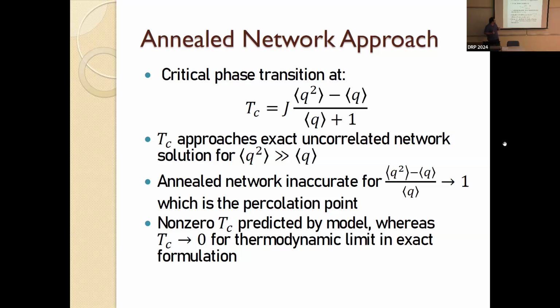The annealed network is inaccurate for this term going to 1, which is called the percolation point, because when this measure is lower than that, percolation does not occur. We cannot get a spin region, a ferromagnetic spin region. And also the annealed network predicts some non-zero critical temperature, which is not in agreement with the exact model for fully connected graphs.